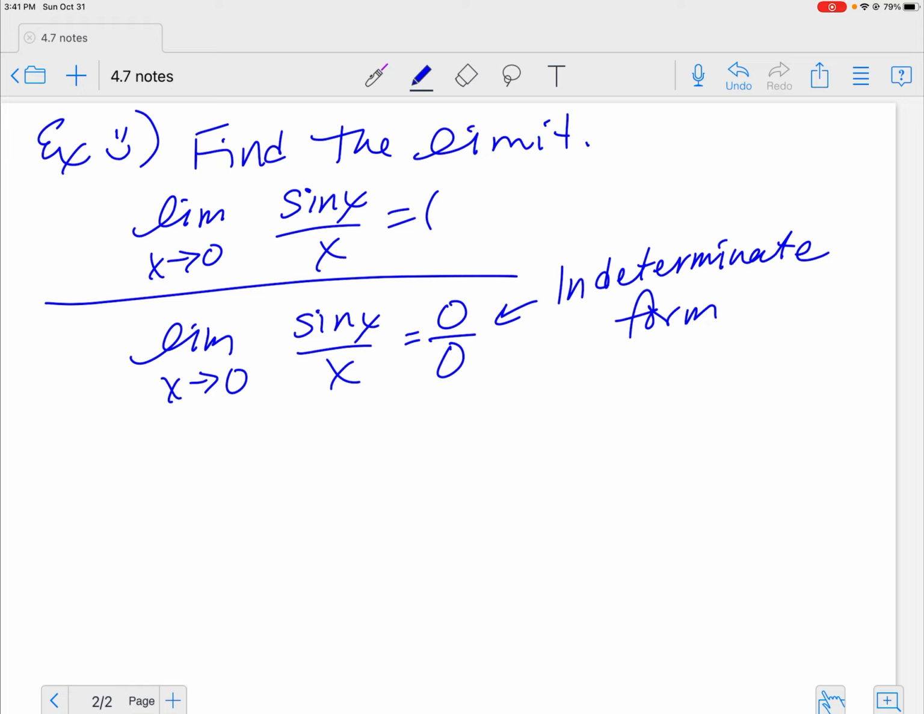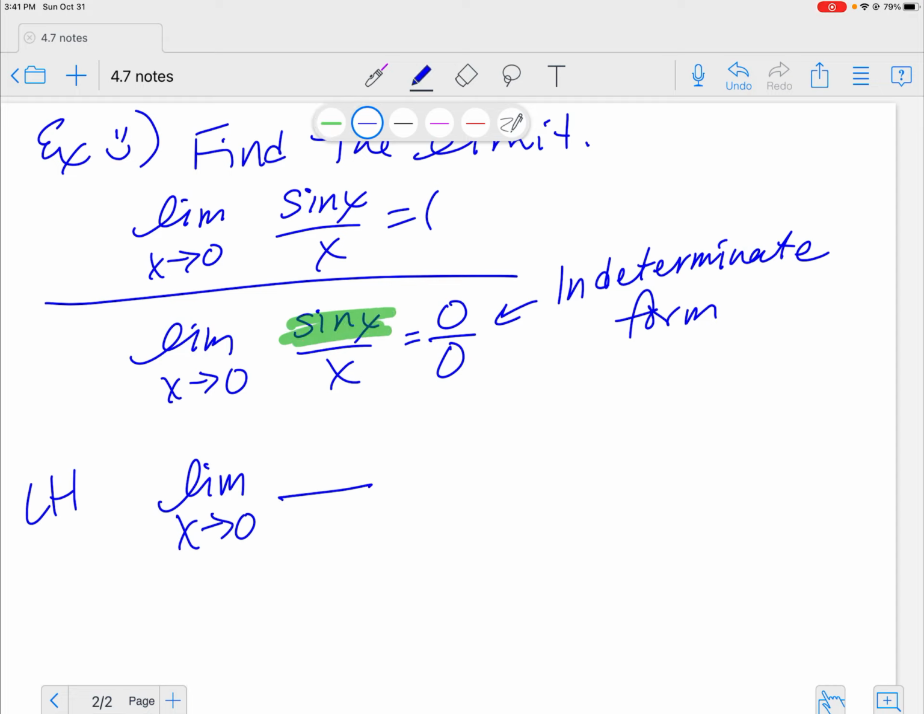Now here's something we didn't say previously, but this is what you need to do. I am going to write LH in front. That means I'm doing L'Hopital. So that is the reason why whenever I change what I'm taking the limit of, that's what happens. So here I have this sine of x. Whenever I go to take the derivative of sine, that's going to be cosine x, right?